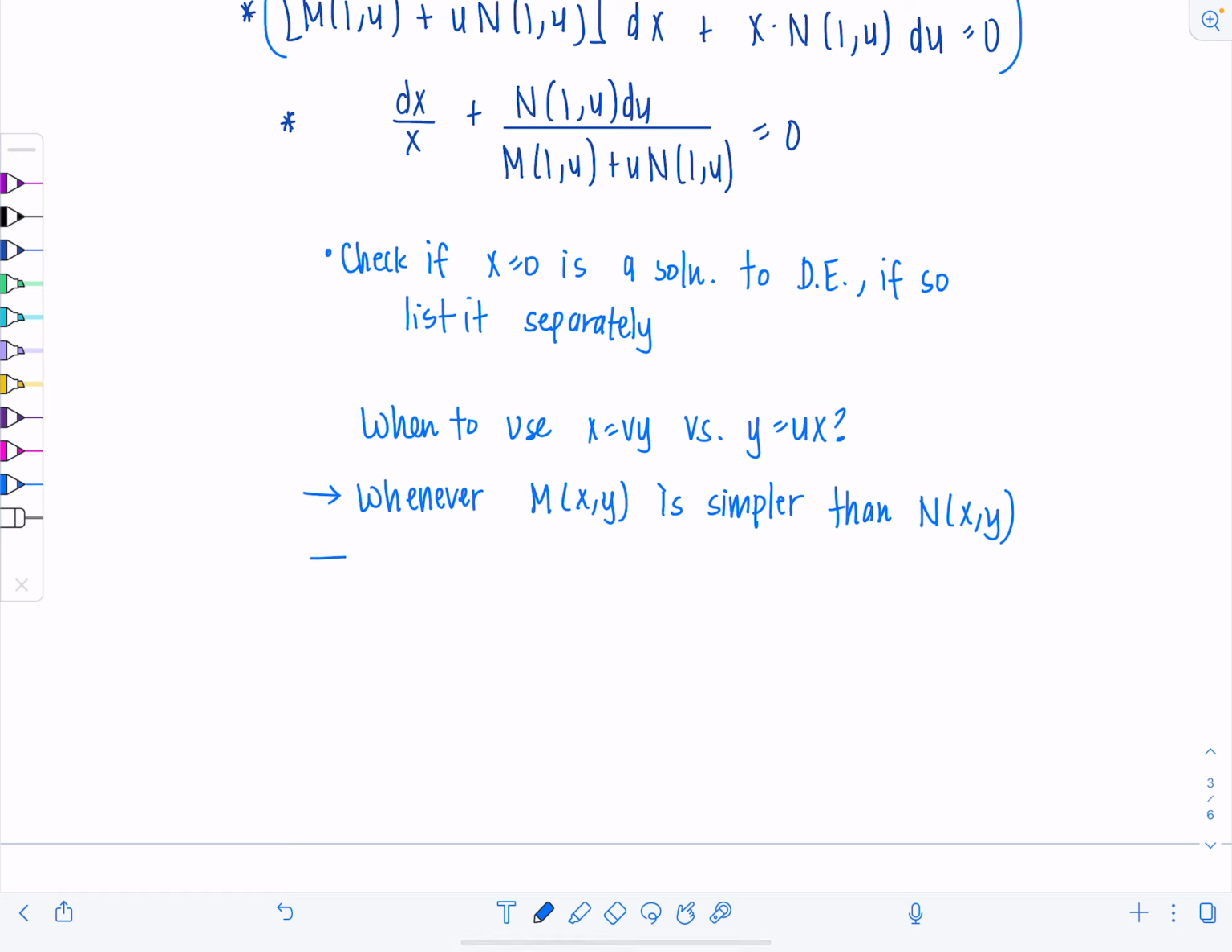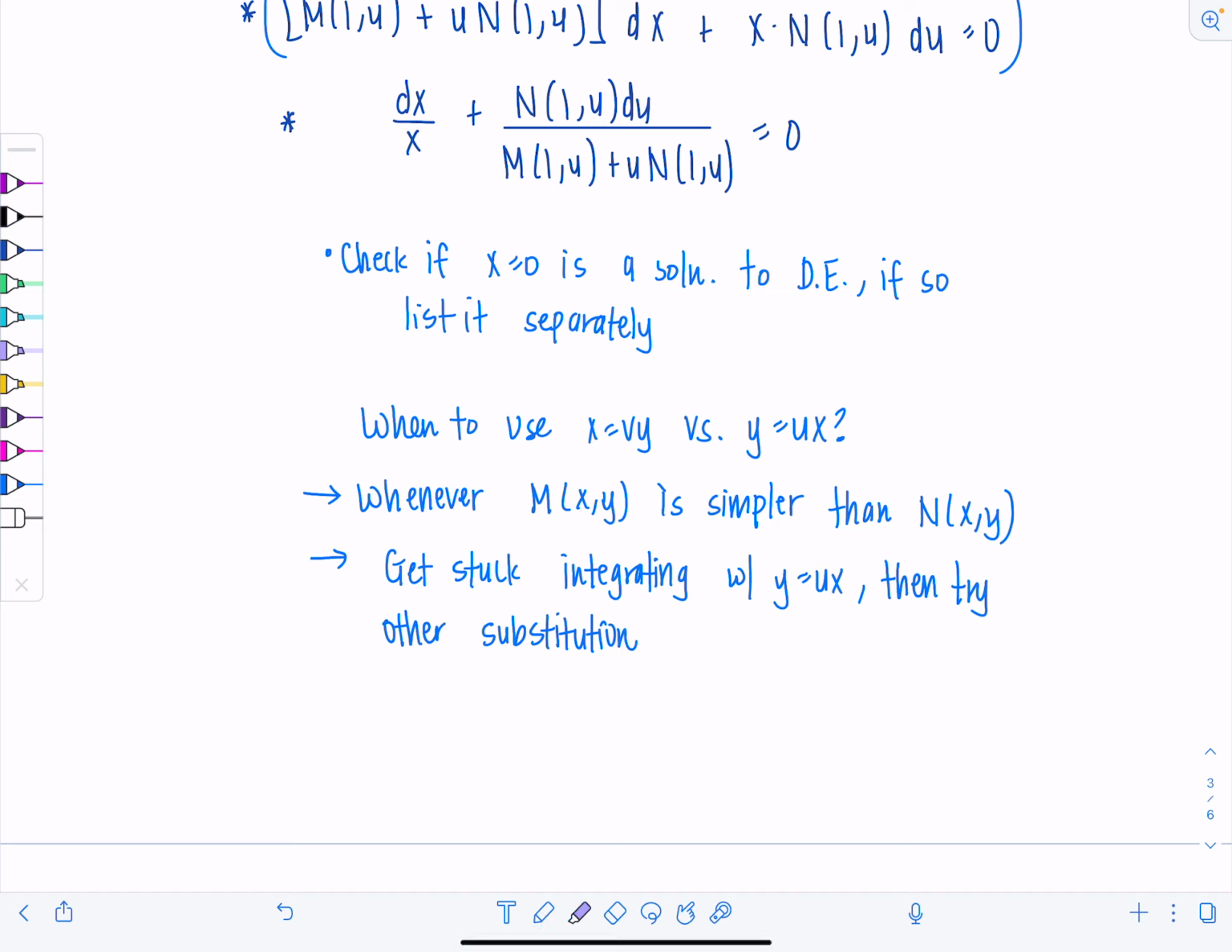Also, another way to know to switch which substitution you use is if you get stuck. So if you get stuck integrating with whichever one you happen to choose, say with y equals ux, then try the other substitution. A lot of the time it'll come with experience, or both could work, you know, just one might be a more brutal integration to solve. Okay, are you guys ready to solve some? I hope so. It's been a lot of build-up, right?